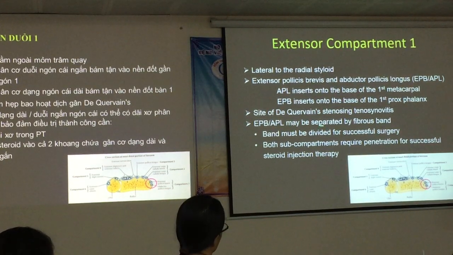It's important to remember that the APL and EPB may be in a single sheath, or it may actually have two sheaths right next door to each other.